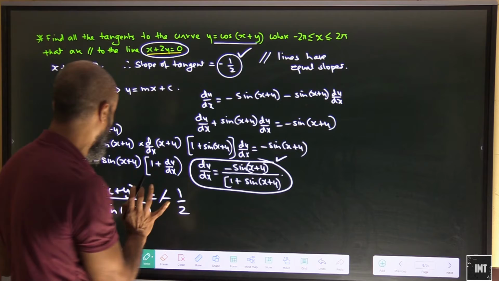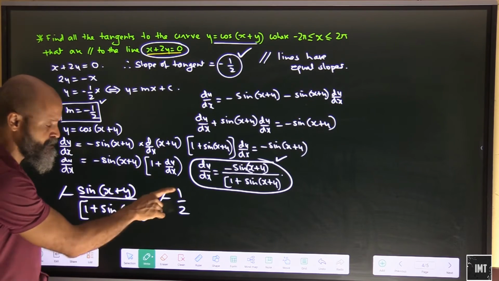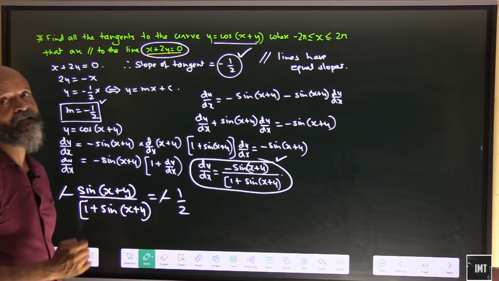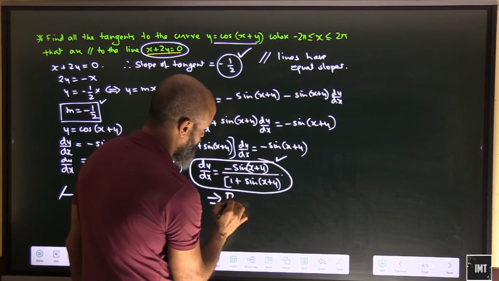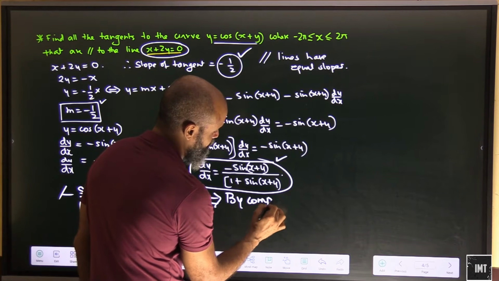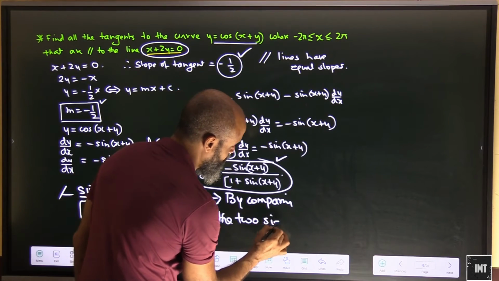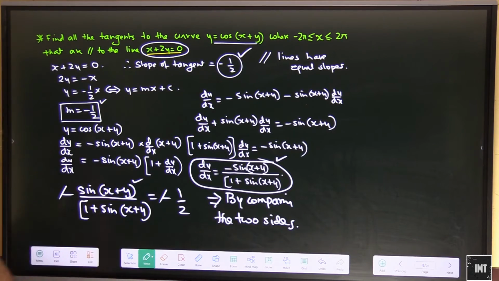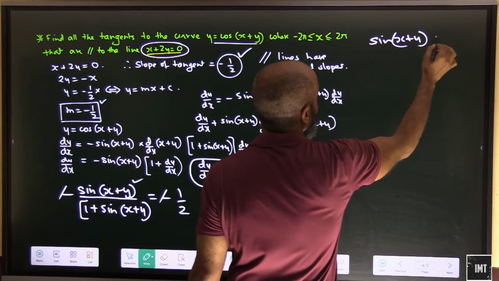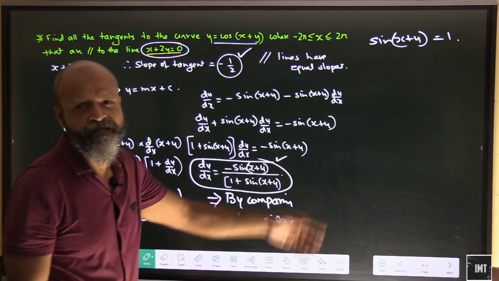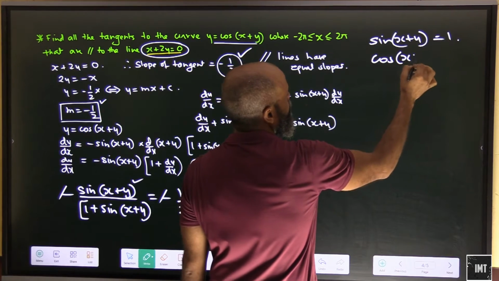Now look at this equation, just have a rapid look at it. Sin(x plus y) is 1 and 1 plus sin(x plus y) is 2. So obviously, by comparing the two sides, we can say that sin(x plus y) is equal to 1, which means that basically x plus y is 90 degrees, that is pi by 2. So what will be the value of cos(x plus y)?